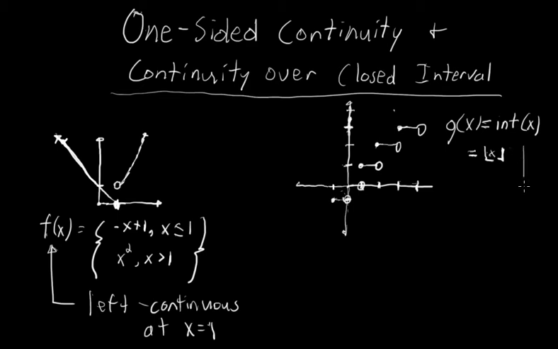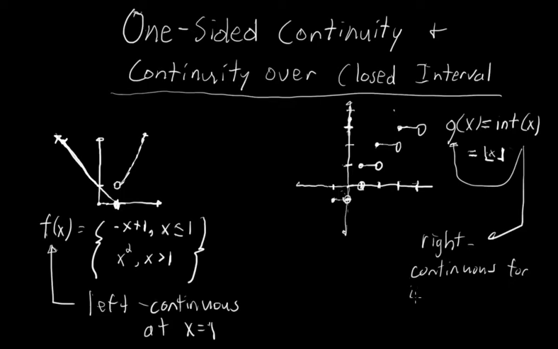So we're going to say here that g of x is right continuous for integer values of x.